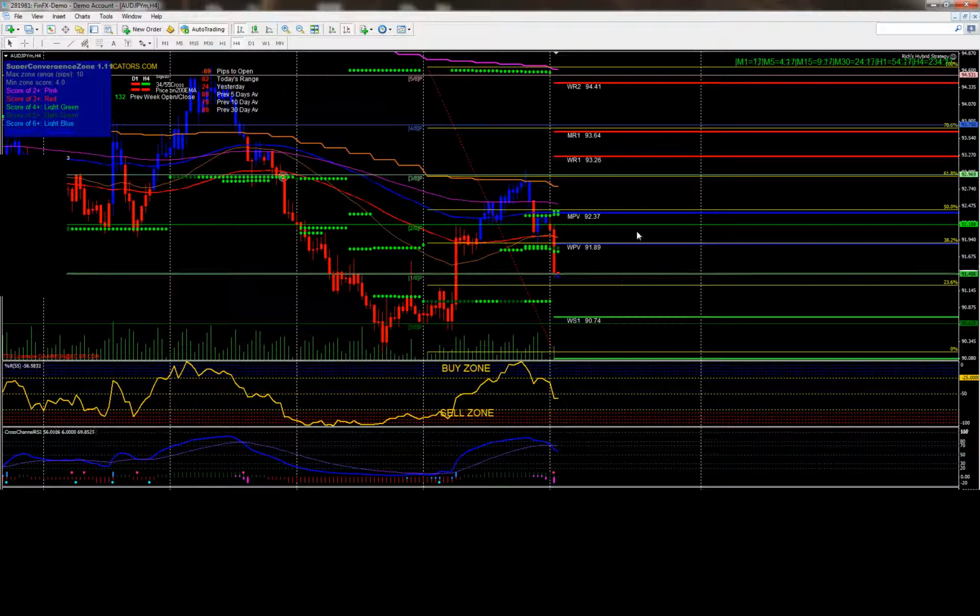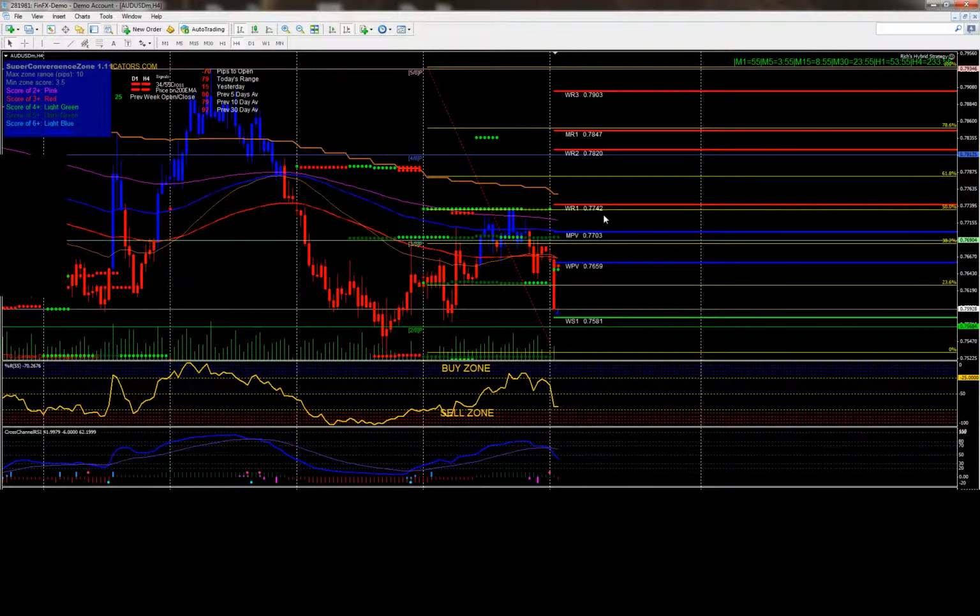AUDJPY, pretty much the same thing. You'll see AUDUSD is going to be the same thing as well. We've got all the EMAs crowded together between the 4-hour 55 and the daily, which basically gives us between 192 and 193. So that's going to be the area for me to look for reactions to short.